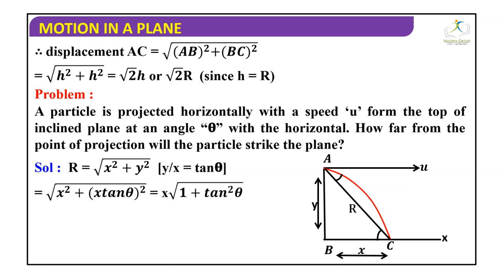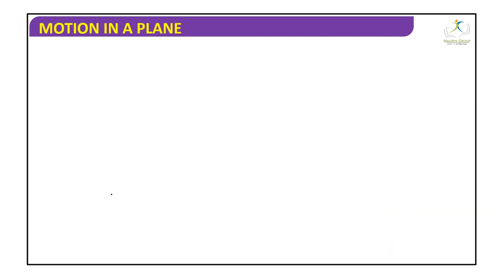So we put this value, and we know the square root of 1 plus tan square theta, which is sec square theta, so with the root, this will be sec theta. So x is equal to ut, and y is equal to half gt square. Y by x is equal to half gt square by ut. So tan theta is equal to gt by 2u, or t is equal to 2u tan theta by g.